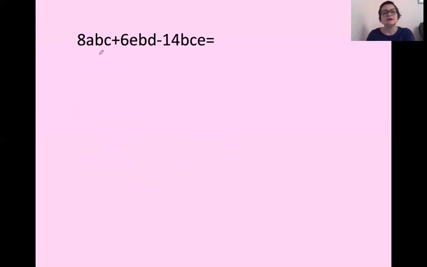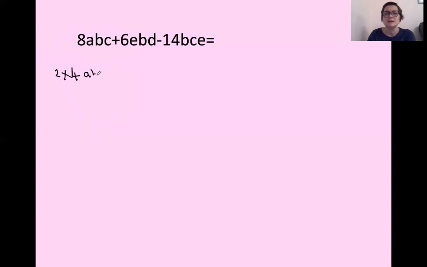Next one, 8abc plus 6ebd minus 14bce. Again, 3 different terms here, a variety of letters or variables. So how do I find the common factors for 3 terms? Again, I have the 8 and a 6 and a 14. I'm going to use 2 times 4 for 8, so 2 times 4, and leave abc as it is.